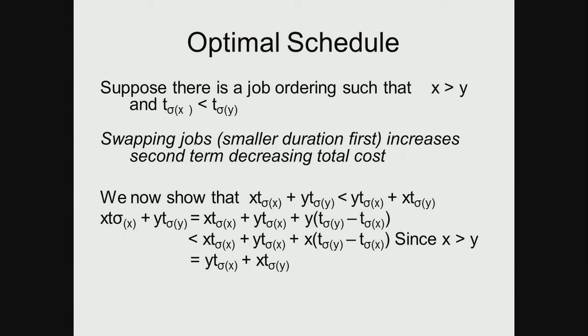We now show that x times T of sigma of x plus y times T of sigma of y is smaller than the summation after swapping it, that is y times T of sigma of x plus x times T of sigma of y. This is very easy to see by the following sequence of expressions. By just rewriting x times T subscript sigma of x plus y times T subscript sigma of y, this sequence of expressions actually shows that the exchange actually increases the value of the second term.